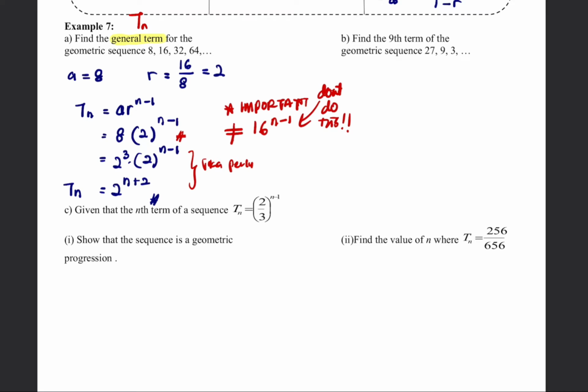Find the 9th term of the geometric sequence. So first thing first, we have to find our A. So our A is 27. R is equals to 9 over 27, which is equals to 1 over 3. And 9th term, which is we are going to find our T9. So the nth term is AR n minus 1. So our A is 27. R is 1 over 3. N is 9 minus 1. So we just press your calculator, you will get 1 over 243.